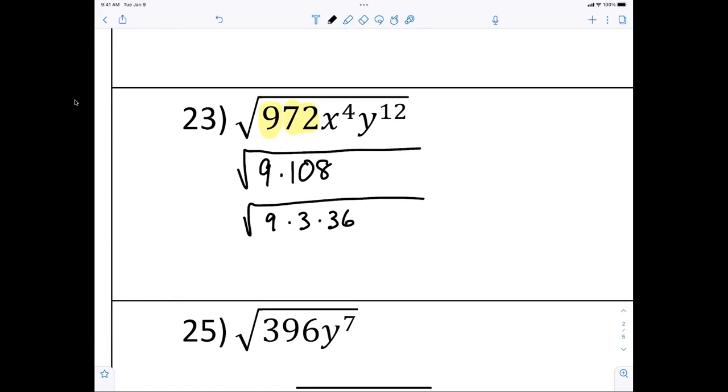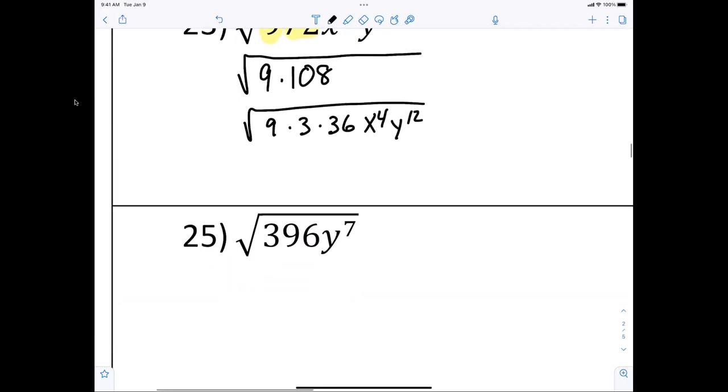All right, but you got to work with me on all these problems. Now, do I need to break down x to the 4th? No. Do I need to break down y to the 12th? No, because they're already divisible by 2. So now highlight or underline or whatever you want to do. These are the perfect squares. So now what's the square root of 9? What's the square root of 36? So what do I do with the 3 and the 6? Multiply them. So that's what? 18. What's the square root of x to the 4th? x squared. And then y to the 6th. And what's left behind? 3.